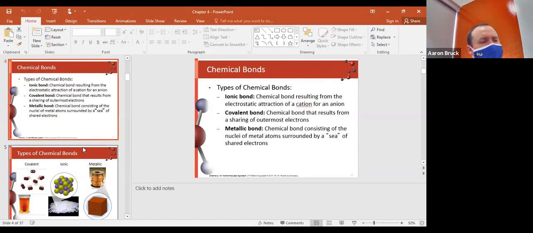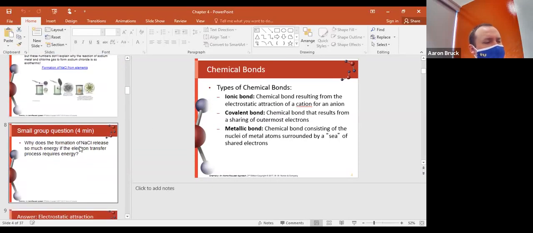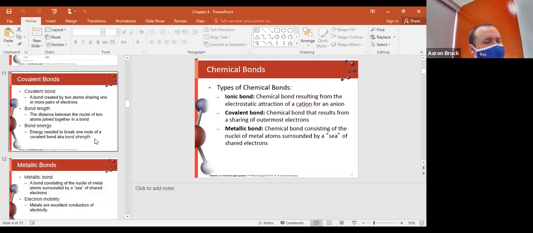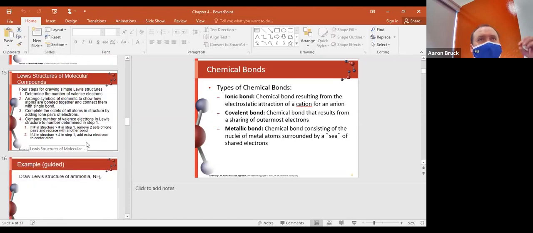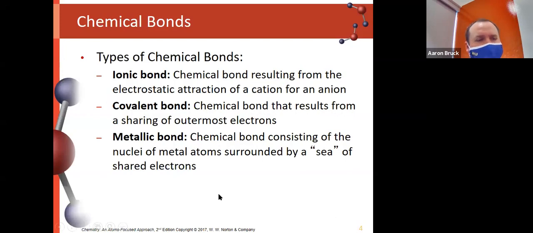But we're going to spend today talking about types of bonds, and we're going to get into some Lewis structure ideas, which is going to apply that idea of dots that you did for that post lecture last night. So let's kind of start with the basics here.